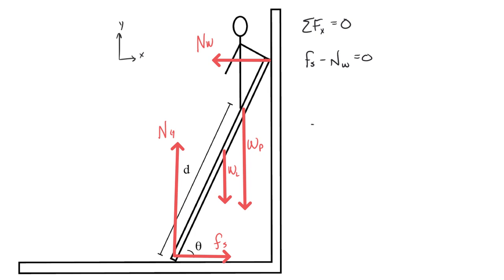Net force in the y direction also equals 0. And I think we have a variety of forces here. Normal force from the ground minus weight of the ladder minus weight of the person. And that's it. Equals 0. Any questions about that?